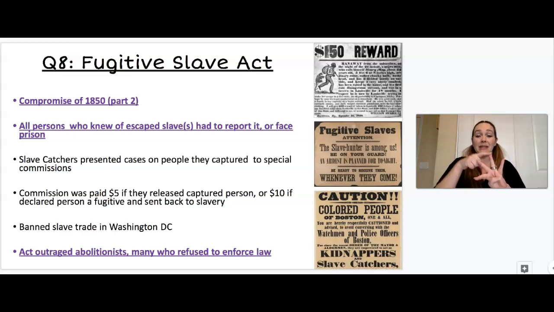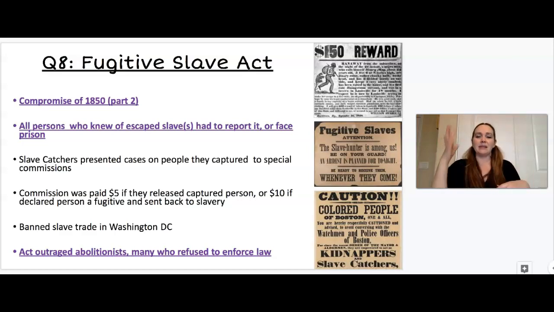If you knew of an enslaved person, you had to report it under penalty of jail time and a fine, right? That was called the Fugitive Slave Act. That is why the title of slide 8 is Fugitive Slave Act, okay? Because reporting it and going through that process with slave catchers and the commission, and reporting it if you knew of a runaway person, is the Fugitive Slave Act, all right? And part 4, we're banning slave trade in Washington, D.C., okay?